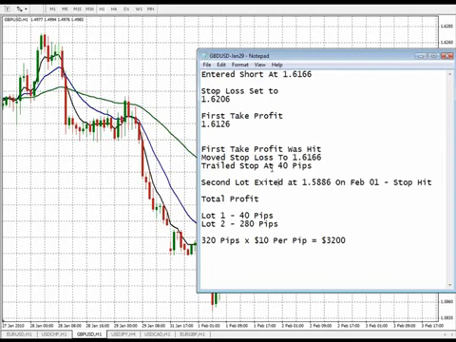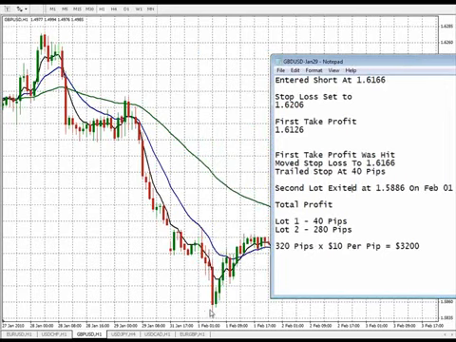At that point, I trailed the stop at 40 pips, and the second lot exited at 1.5886 on February 1st when the stop was hit. So the total profit on that order was 40 pips on the first lot, 280 pips on the second lot, so 320 pips total times $10 per pip is $3,200.